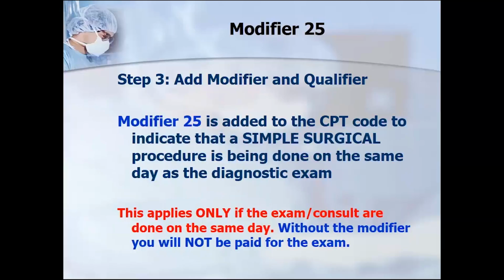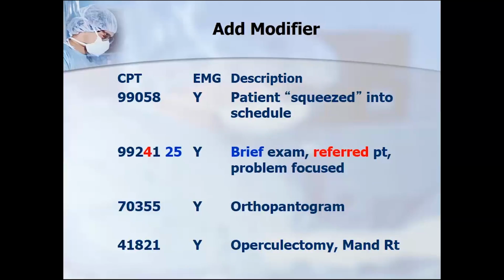Now, once we've got the procedure codes, we have to add modifiers and qualifiers. So modifier 25 is added to the CPT code for the exam to indicate that a simple surgical procedure is being done on the same day as the diagnostic exam. This applies only if the exam and consult are done on the same day as this simple surgical procedure. Without the modifier, you will not be paid for the exam.